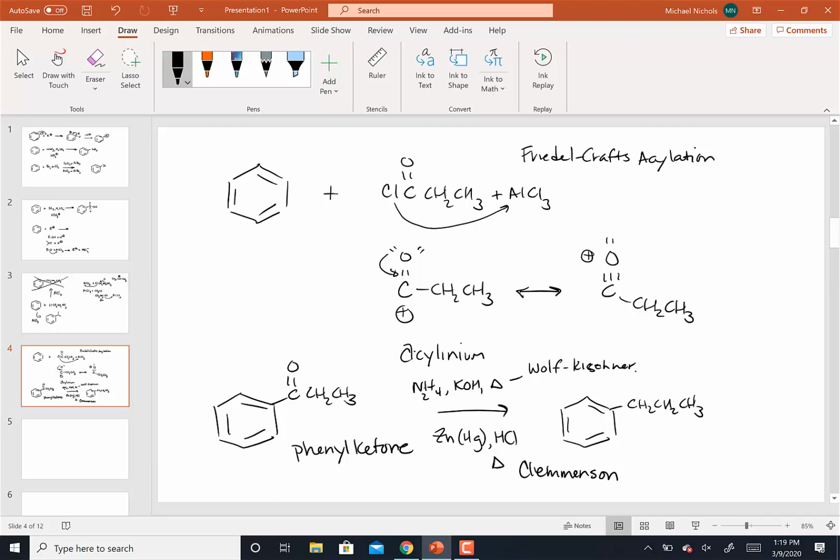The usefulness in that is that the phenyl ketones then are a way to put a straight-chained carbon group on the ring and then reduce it down to the straight-chained alkyl group. Because straight-chained alkyl halides undergo rearrangement, you can't put those on the ring, so you've got to do 2 steps. Phenyl ketone, then Wolff-Kishner or Clemmensen reduction.